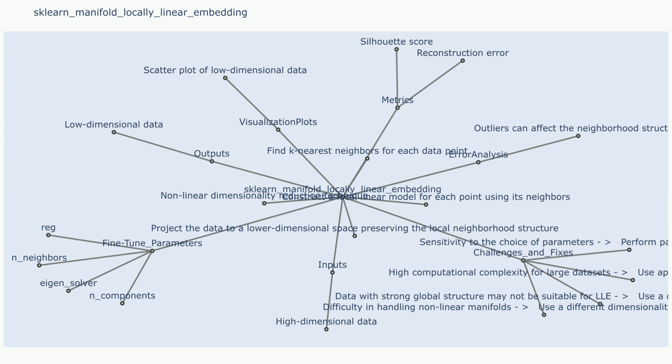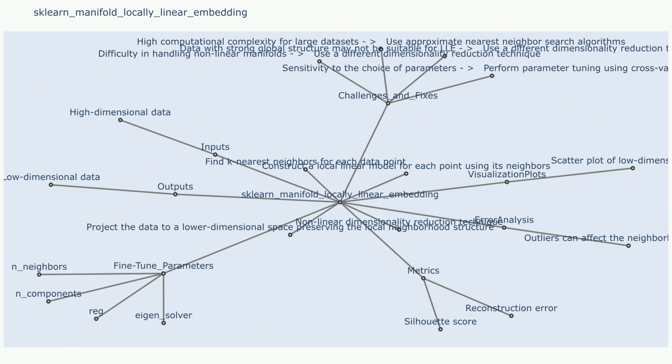Visualization plots: scatter plot: visualize the lower dimensional embedding of the data, showing the relationships between data points. Pairwise scatter plot: plot all pairs of dimensions in the lower dimensional embedding to explore potential correlations.